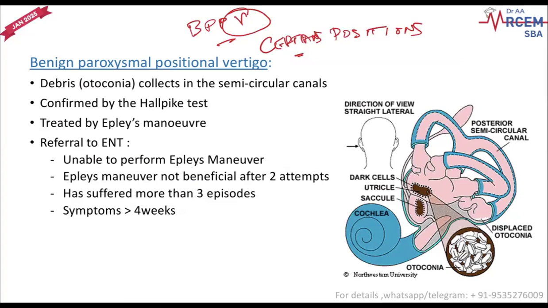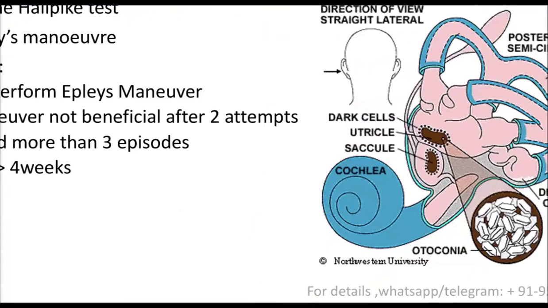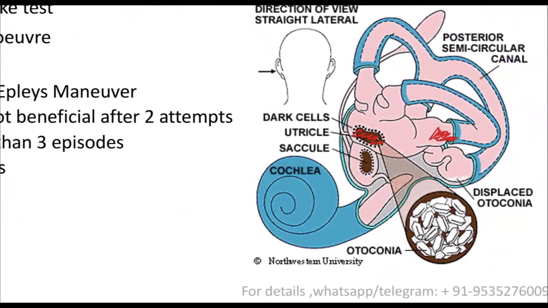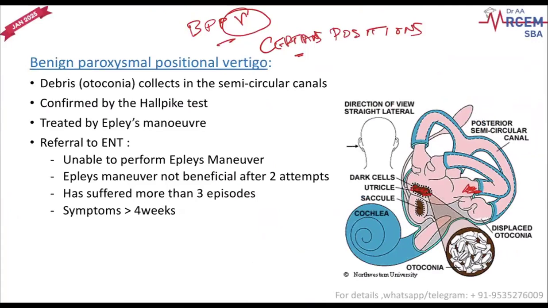What is the pathophysiology here? In the semicircular canals, some debris gets accumulated. Because of the presence of this debris, the semicircular canals cannot work appropriately, resulting in imbalance, a spinning sensation, and nausea and vomiting, with which they present. You can confirm this by doing the Hallpike test. How you do it is not important, but it is important in the OSCE here. And you can treat it by doing another maneuver known as Epley's maneuver. If you're unable to perform Epley's maneuver, or the Epley's maneuver is not beneficial, at that point you will involve the ENT.